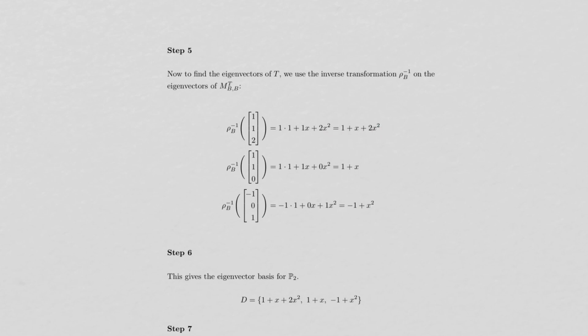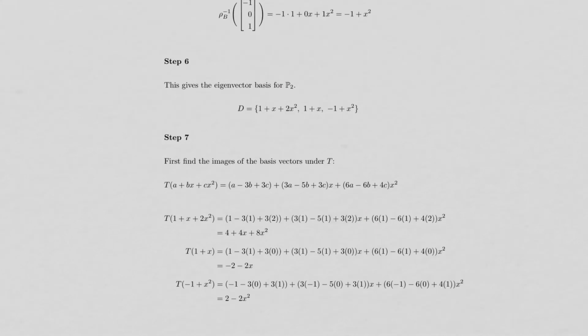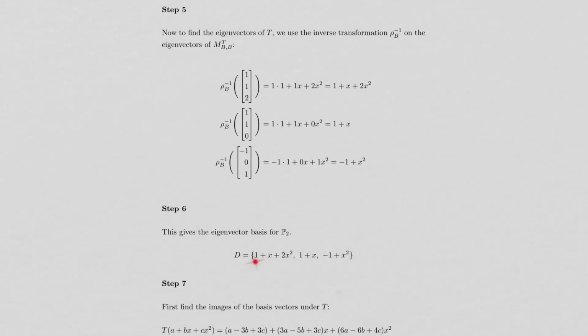So these are the corresponding eigenvectors of T in P2. Then step 6, I just put those polynomials into a set, call it B, and there's my eigenvector basis for P2. Now I know this is a basis because these are the eigenvectors of a diagonalizable matrix, and we have a theorem from that chapter that tells us that these will form a basis.